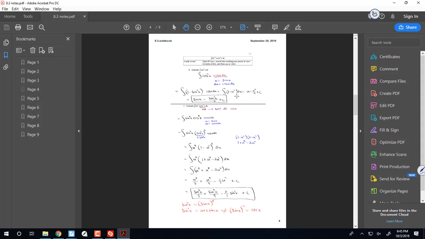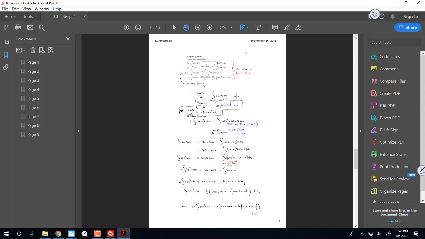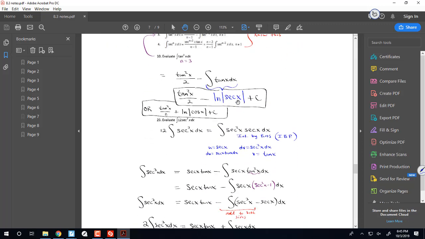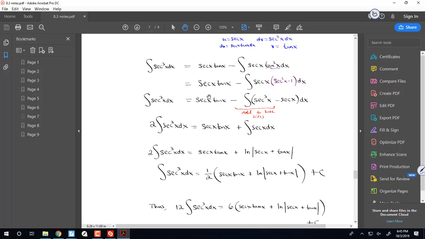Wait. No. Number whatever this one is. Number 23. So we had 12 secant cubed, and we said here, at this point we would just do secant cubed and then multiply everything by 12. So here's our result, integration by parts, and then we ended up with secant cubed over here on this side. So we just added that to this side to get 2 of those, and then we solved. So that's where the 1/2 comes from, the fact that you have two of these.